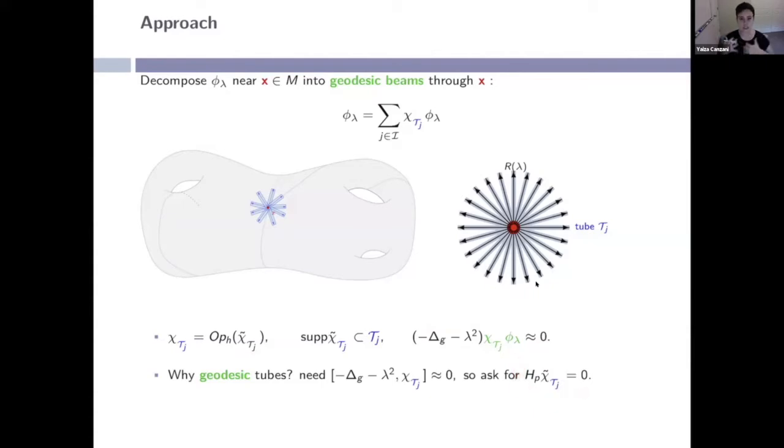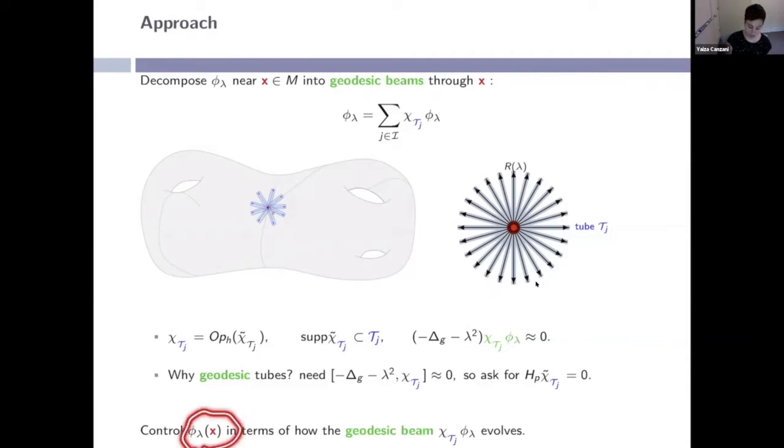So this means that your cutoff function has to be invariant under the geodesic flow. And this is why the tubes need to be centered around geodesics for us. We need each of these beams to behave locally like a solution for our problem. And the general idea is that we are fixing the point x, and we want to control the value of the function at the point x in terms of how each of these beams is going to evolve under the geodesic flow. So this is the general idea behind the techniques.